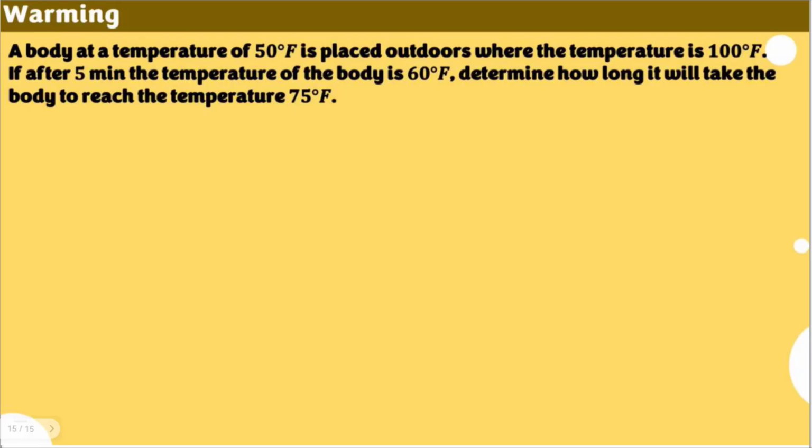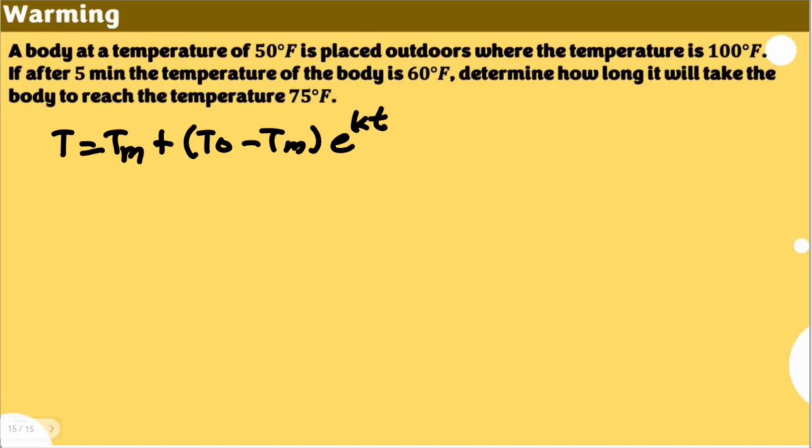So basically, again, this is a problem on warming, and we're going to use the formula that we have derived in one of the videos using separation of variables on a given assumption. We have here T is equal to T sub m plus T sub 0 minus T sub m times e to the power of kt, where T sub m is the temperature of the environment, so outdoors. T sub m is 100 degrees Fahrenheit. T sub 0 is the initial temperature of the body, so you have here 50 degrees Fahrenheit.